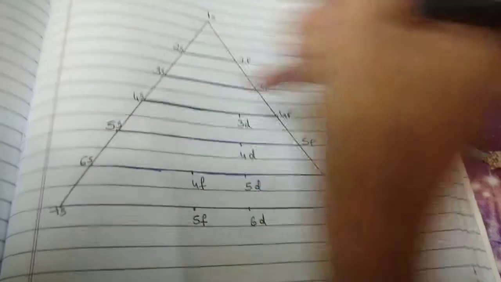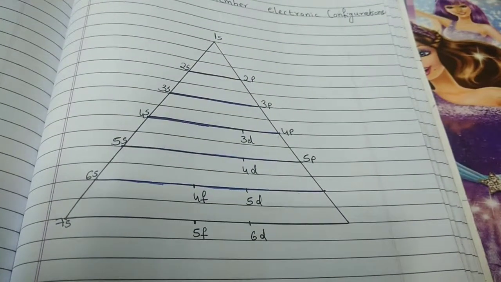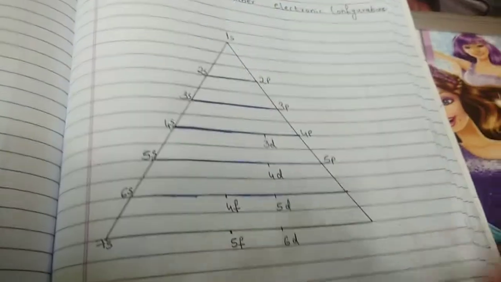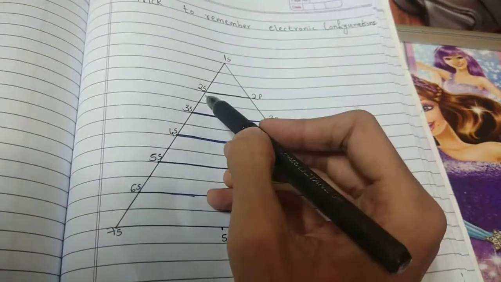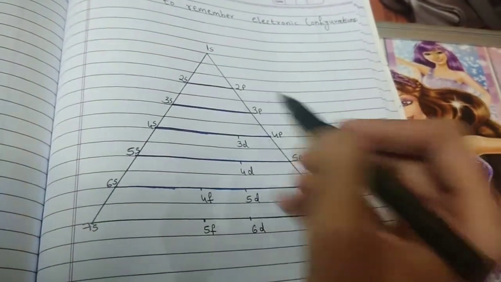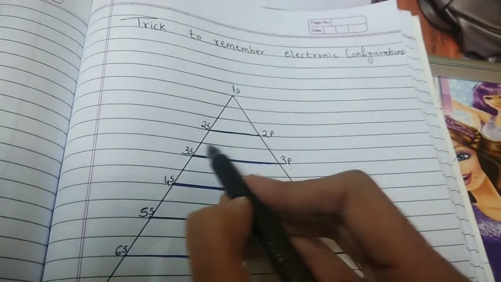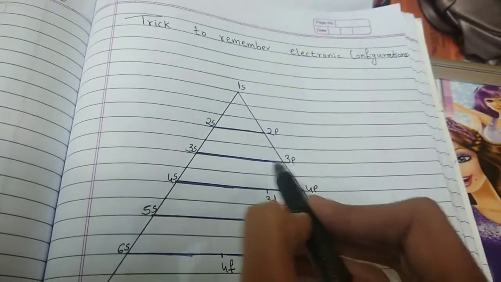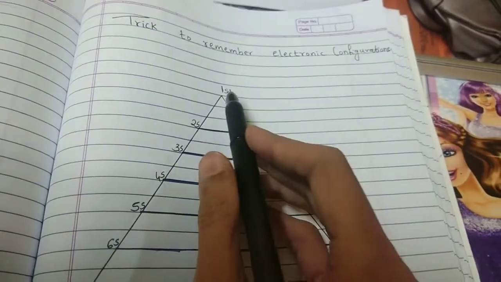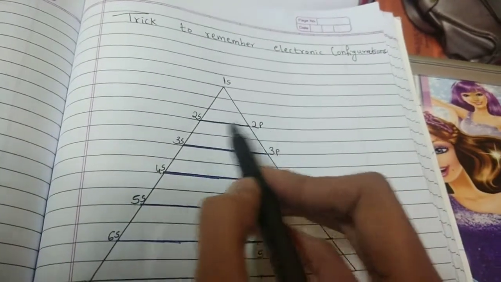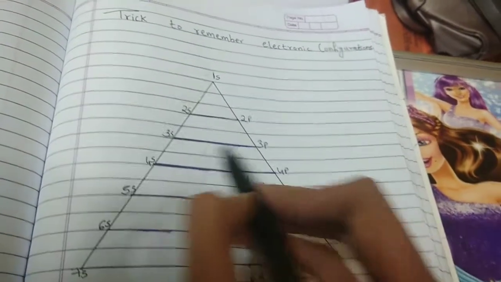Now we'll put one S on the top one. So that is our S orbital. Now we'll start by 1S, 2S and then 2P. So that is how we write that. So 1S, 2S, 2P. Then after 2P, we'll come diagonally towards 3S and 3P. So we write 1s, 2s, 2p, 3s, 3p.